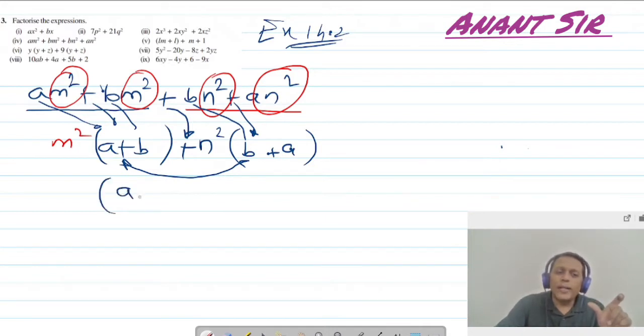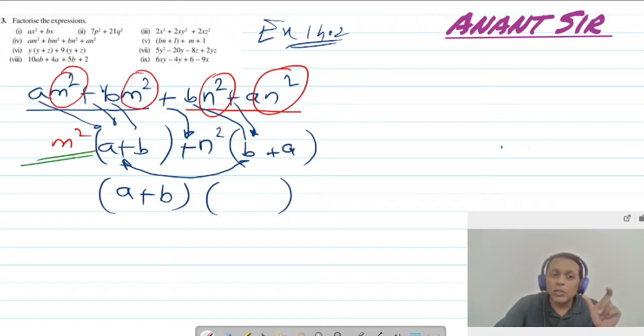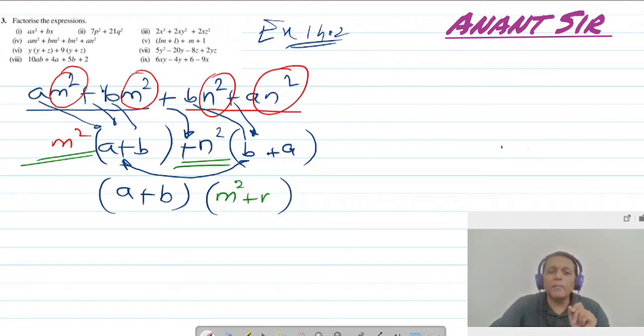So how do you write the answer then? You write that bracket once, and then what you do? You write the terms which were outside the bracket in the next bracket, in the new bracket. So in the new bracket you write m square plus n square. So this is your final answer, friends.